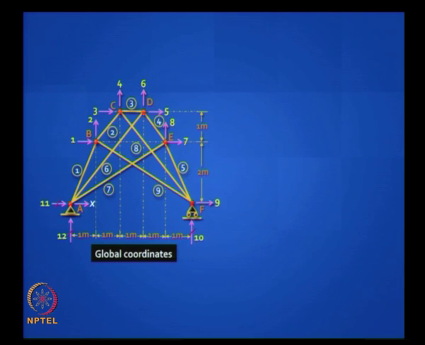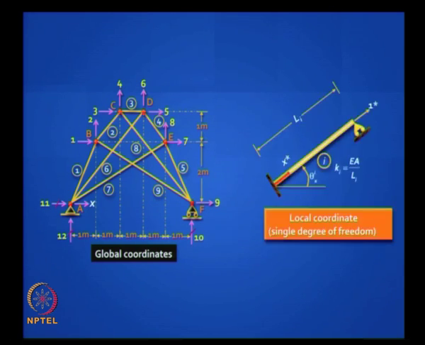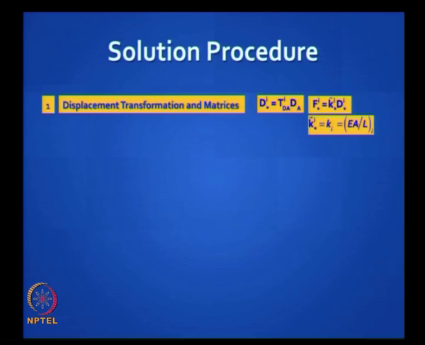Local coordinates. Okay, you have to draw that sketch, and that is it, standard sketch. Every element can be modeled like this, and the axial stiffness is given by EA by L. In this case we are assuming EA is constant for all the bars just for convenience. Okay. How do we solve this problem?